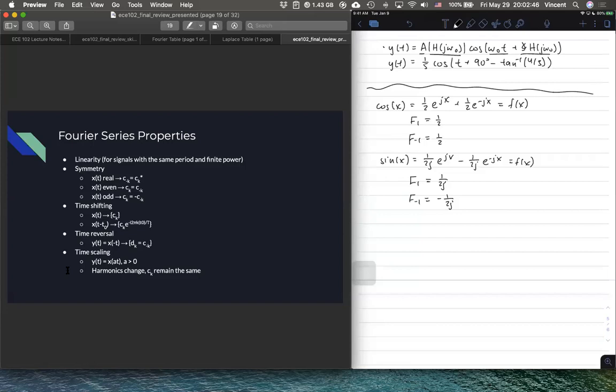And then there's time scaling. Time scaling does not affect the c sub k, because it simply scales the function and doesn't change any frequency components. So that's what this is saying.